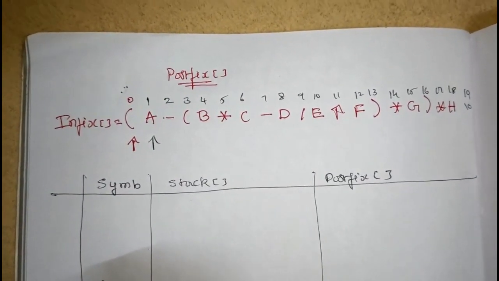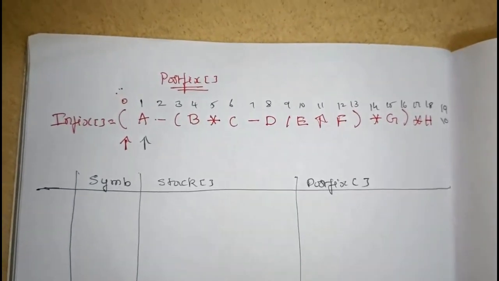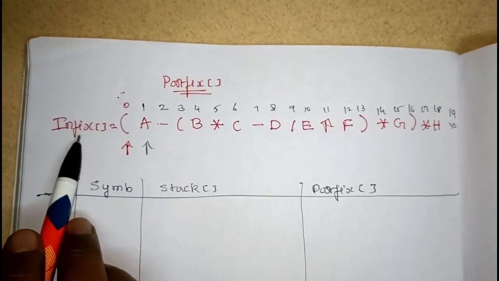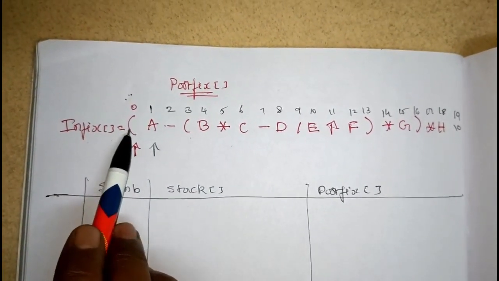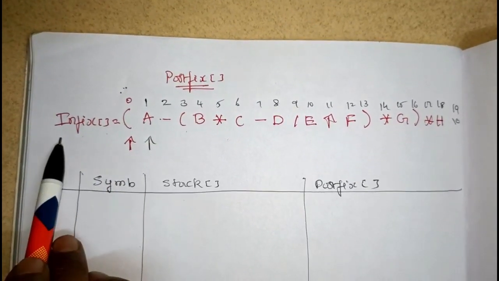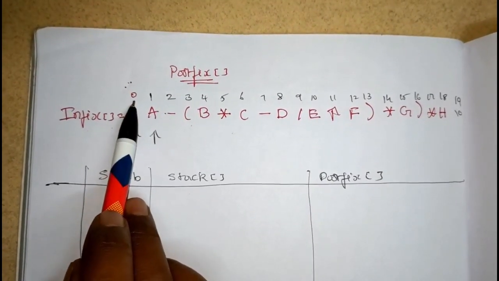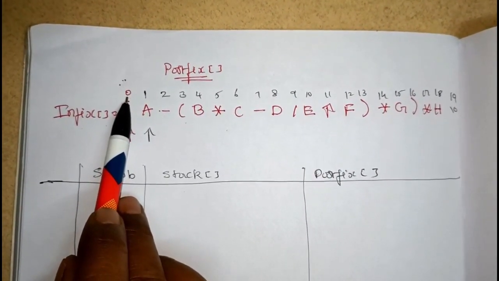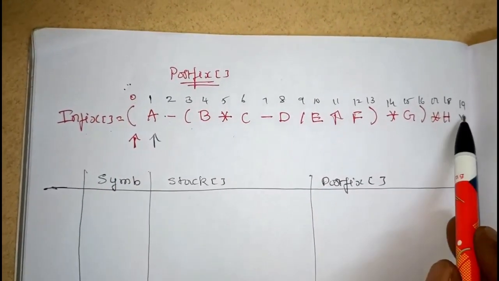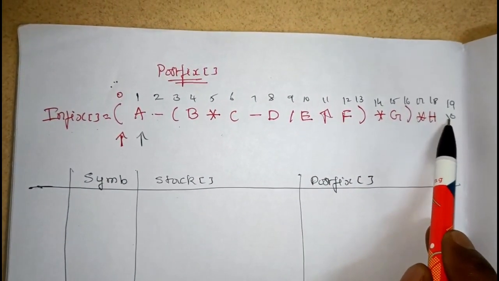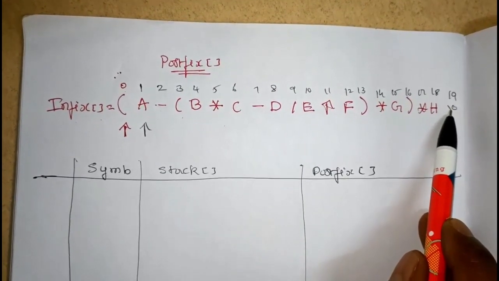Good evening, students. Starting with the infix to postfix conversion, we already know that infix notation is stored in the infix array. It is an array of characters, because we have operands as well as operators. Since it is an array, it starts from the 0th index, from 0 till 19th. The last character will be the null character, which indicates the end of the string.